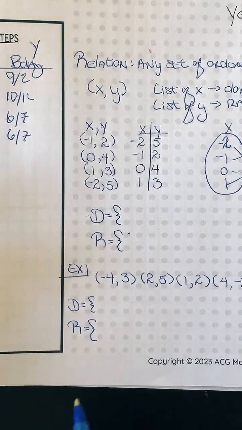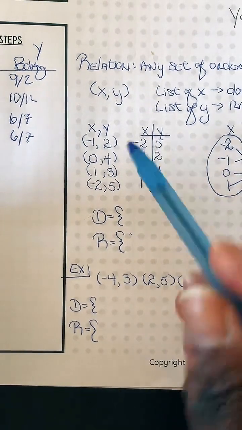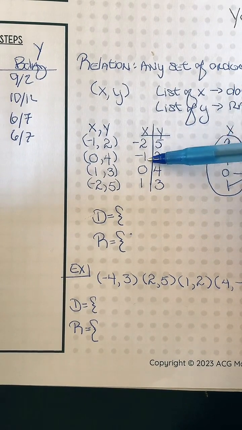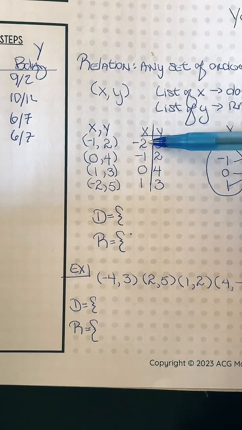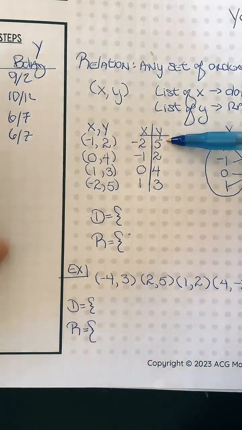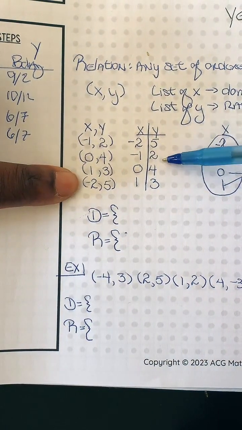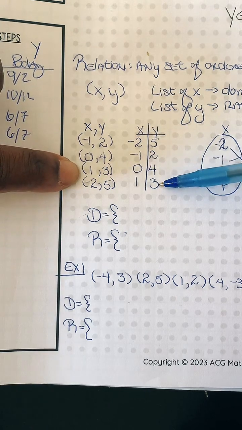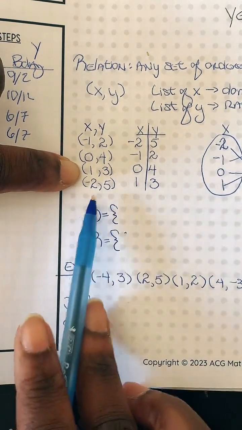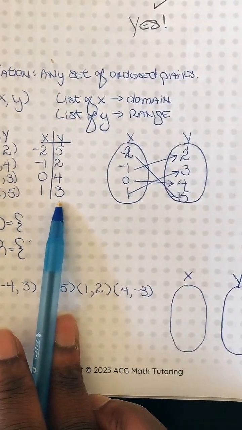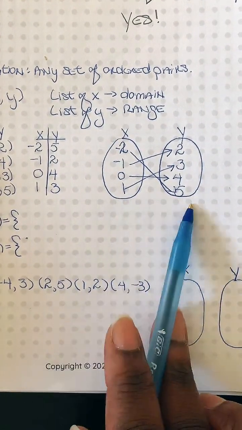If I want to, I can also put it, and that's what I did with this chart, almost like in order based off the x's. So I went from -2, -1, 0, and 1, and then I went with the corresponding y's. So -2 had a 5, -1 had a 2, 0 had a 4, and 1 had a 3, just to mix it up. So now, this is an ordered pair, this is a table.